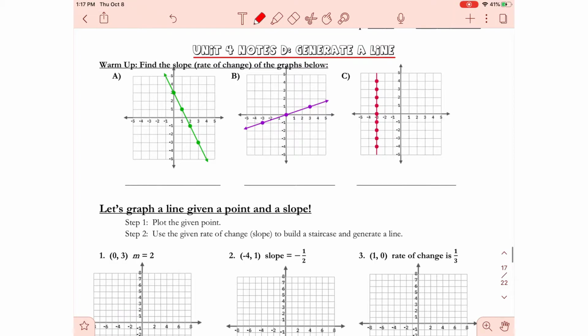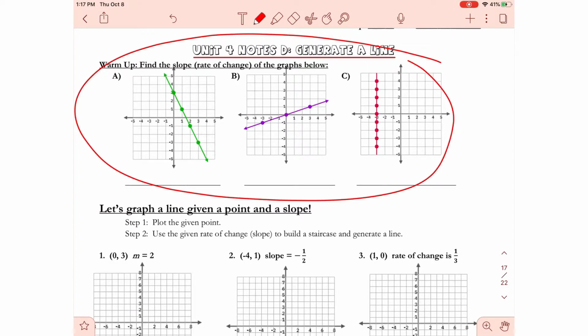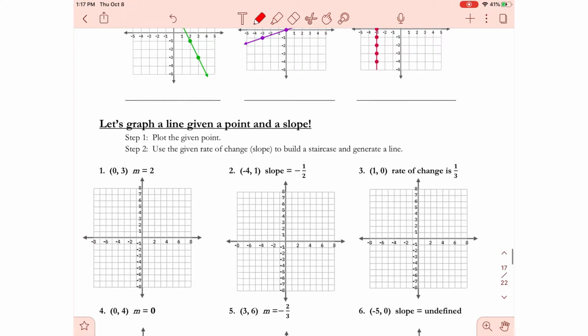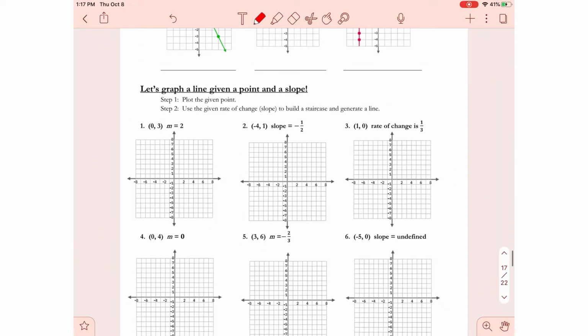So before we start, maybe pause this video and go ahead and do the warm-up. I'm not going to do that as part of my instruction because it should be something you know how to do. Go ahead and count rise over run and find the slope of A, B, and C. Hopefully you paused and you did the warm-up. And now I'm going to go over just a couple of these problems.